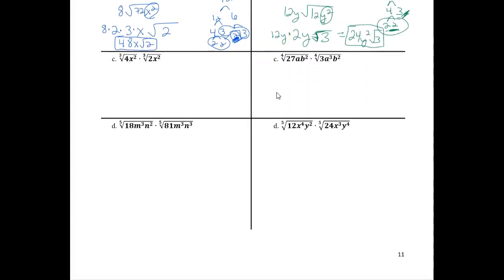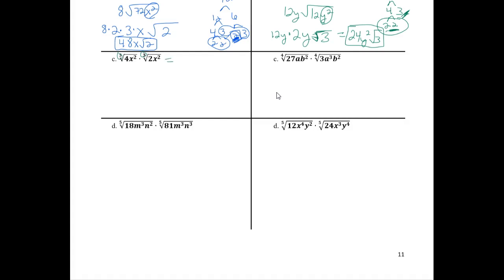Alright, there's a couple more examples here. But now they're not square roots. They're cube roots and fourth roots and fifth roots. So we have to keep that in mind as we're simplifying. We're looking for perfect cubes, or something times itself 4 times, or something times itself 5 times. But as long as they're the same index, we can bring them together underneath the same radical.